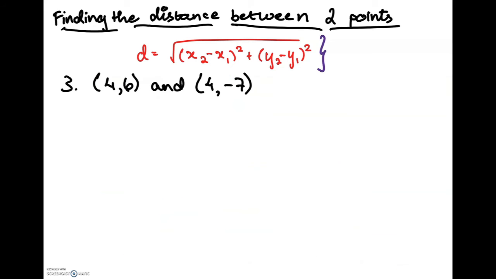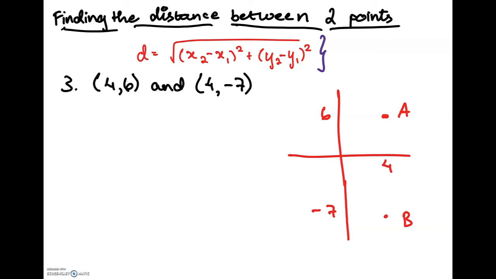So this is our last example, and we have 4 comma 6 and 4 comma negative 7. One thing you can notice is that the x values are the same, so we have 4 and 4 in both of the coordinates. Let's draw a basic coordinate plane. Let's say this is point 4, this is 6, and let's draw a bit down, this is negative 7. If you draw point A and then point B, you'll see that it's just a vertical line, and finding the distance along this vertical line is just the distance between 6 and negative 7, which would be 13, because you're going 6 down to the x-axis and then 7 down as well. So it's 13 points. That's the distance.